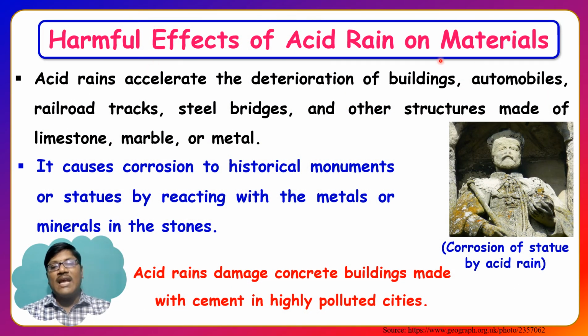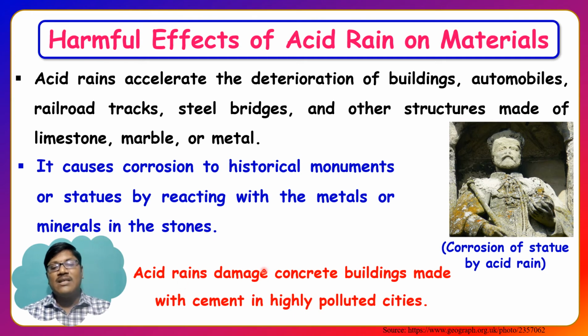Harmful effects of acid rain on materials like historical monuments and statues. Acid rains accelerate the deterioration of buildings, automobiles, railroad tracks made of metals, steel bridges and other structures made of limestone, that is calcium carbonate, marble, again calcium carbonate, or any metal. Acid rain causes corrosion to historical monuments or statues by reacting with metals or minerals like limestone, that is calcium carbonate, present in the stones.